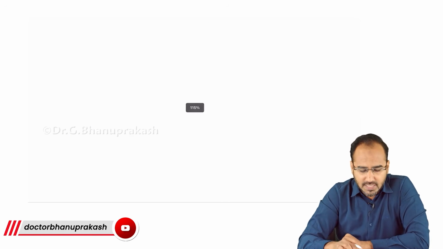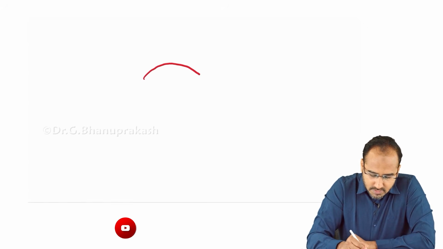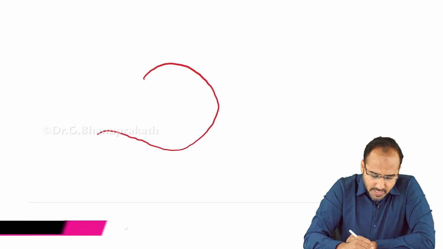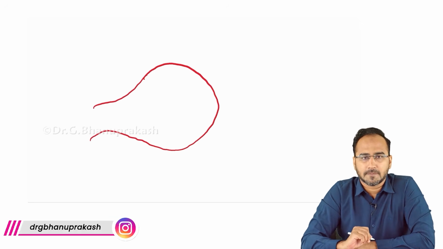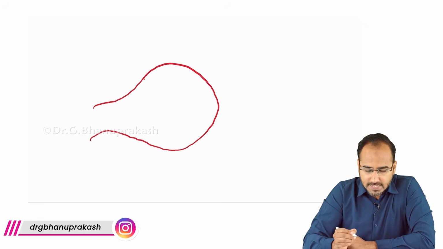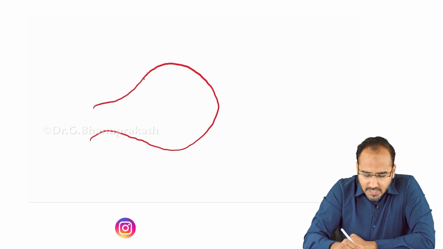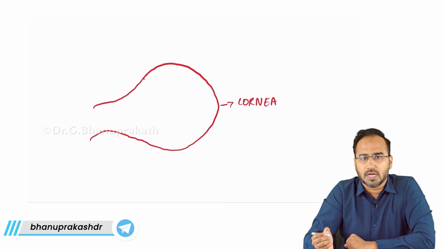Okay. Now we will draw the diagram of the eye so that we can remember the actual structural anatomy of the eye. While I am drawing, you guys should also draw with me so that you can easily remember. So I'm just drawing the eyeball diagram. The first layer of the eye is called the cornea.